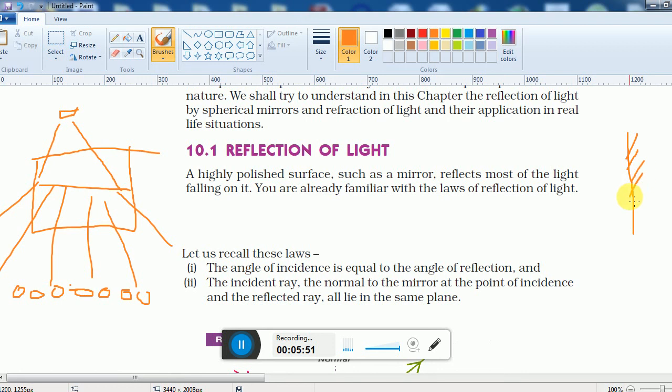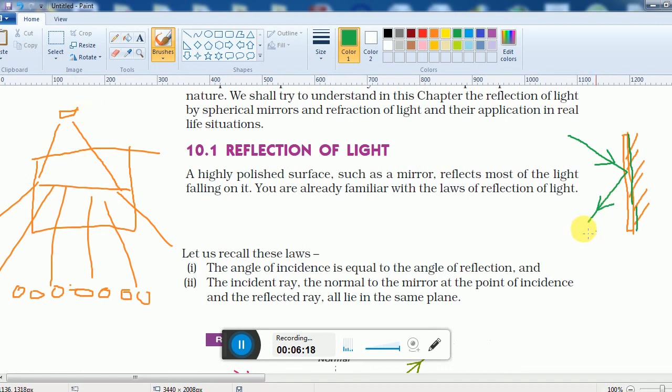See, in the back side of the mirror, there is a glass. The glass is transparent, and at the back side of the mirror there is a polished metal surface, like this way. That metal surface will reflect the light, and these reflections will be in a particular direction. So this type of reflection is called a regular reflection.